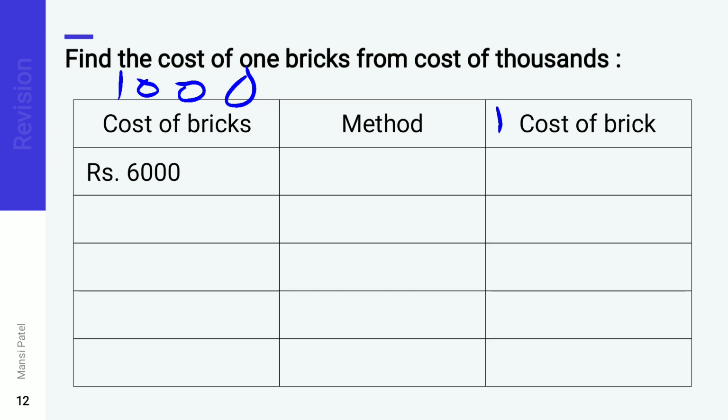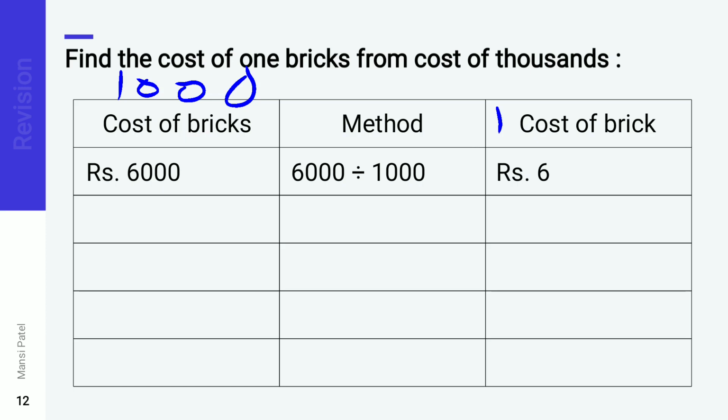So see here, first rupees 6000. This 6000 is the cost of 1000 bricks. Now which method can you use to find out the cost of one brick? From many you have to find out one, so you have to do the division. So see here, do the division. 6000 divided by 1000 is equal to rupees 6.